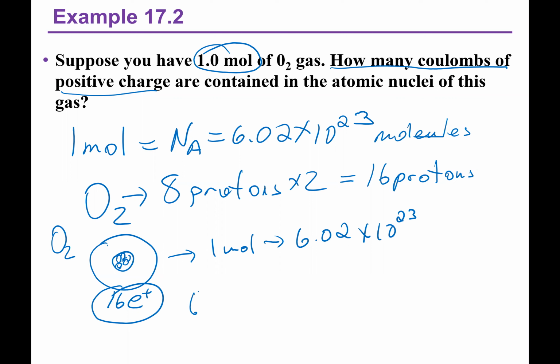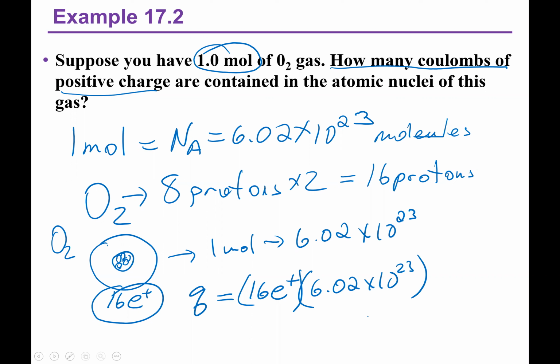Now, how much total charge do we have? Then Q will be, so we have 16 protons for each oxygen molecule, but then we have 1 mole of it. That means 6.02 times 10 to the 23 of those. And then we just put them all together. It's 16, this is nothing but 1.6 times 10 to the negative 19 coulomb, then times 6.02 times 10 to the 23.